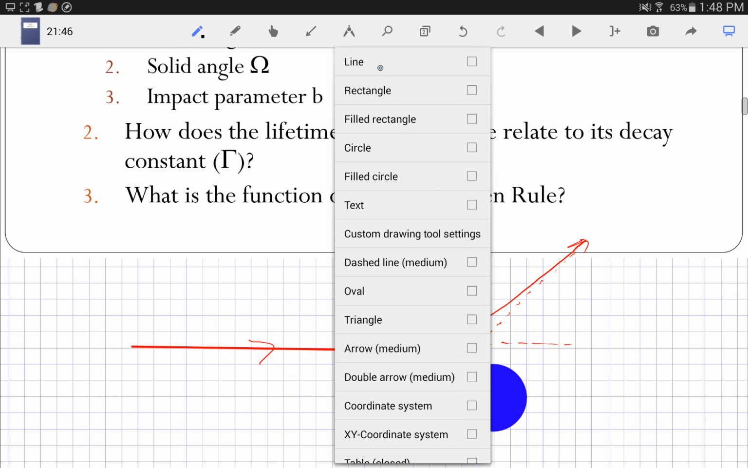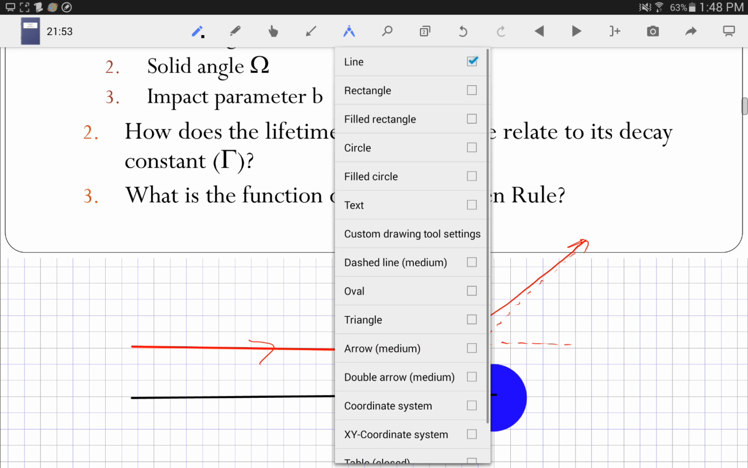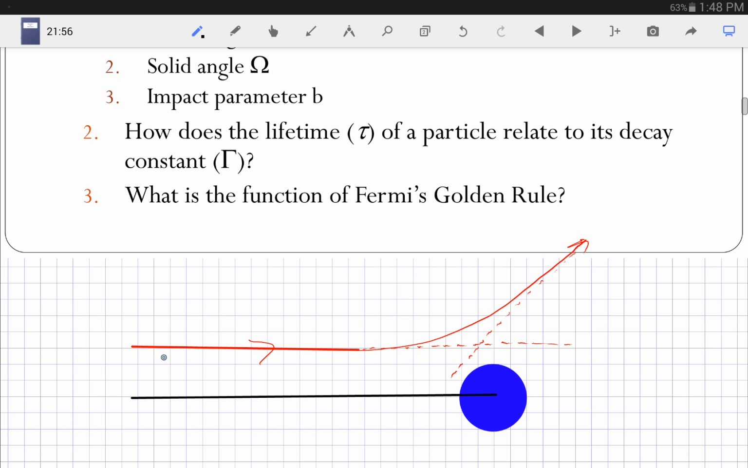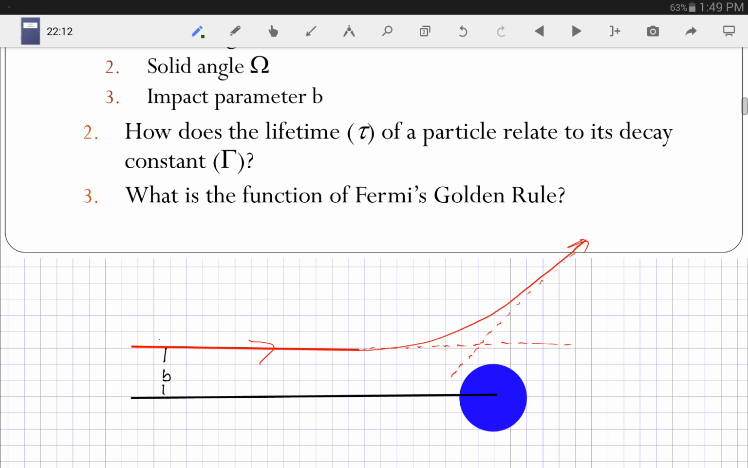Which one's the easiest one, Benjamin? B. So B is the impact parameter, and that is the distance from the line going straight through the center to the line of the incident particle. Then we have d sigma. D sigma is an area element that it comes into.